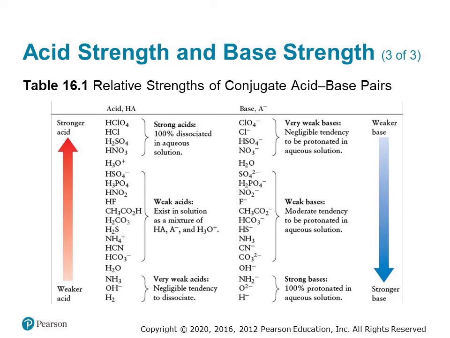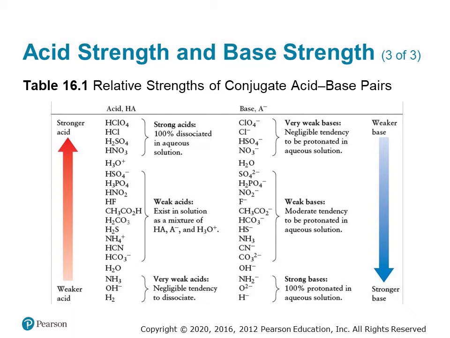Between these extremes, acids that are stronger proton donors than water, but weaker proton donors than hydronium, are normal weak acids. These exist in solution as a mixture of undissociated acid molecules, with typically smaller amounts of hydronium and conjugate base ions.